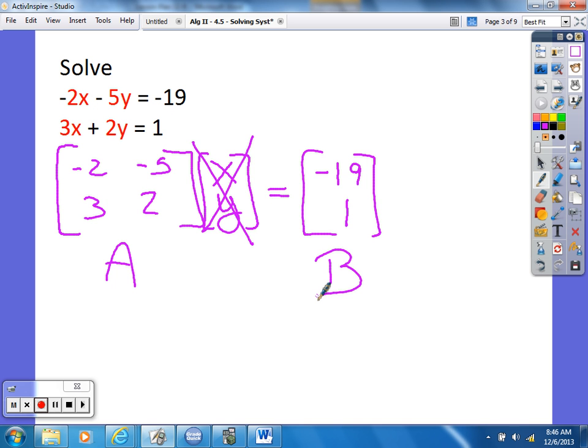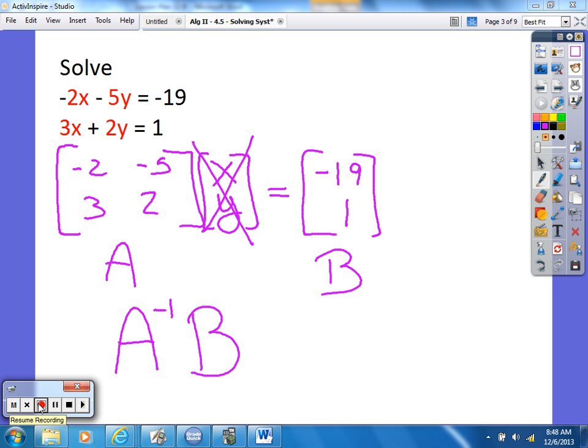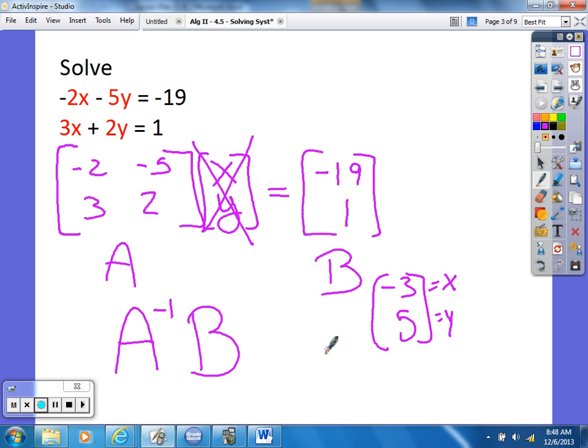Which one, Anna, do I need to take the inverse of? Yes. So I'm going to do A inverse B. So, we found our two answers, right? Abby, what'd you get? And it looks like this, right? Right. That means X is negative 3, and Y is 5. So my answer is actually negative 3, comma 5.